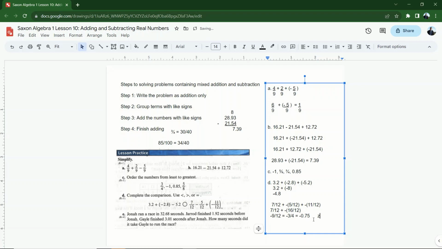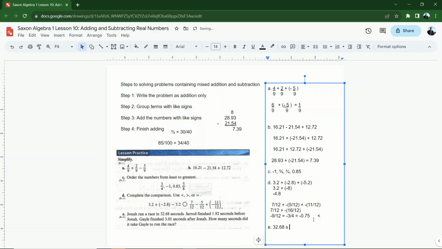And then finally, the very last problem, letter E. Jonah ran a race in 32.68 seconds. Jared finished 1.92 seconds before Jonah. Gail finished 3.01 seconds after Jonah. How many seconds did it take Gail to run the race? So Jonah ran in 32.68 seconds. Jared finished 1.92 seconds before Jonah. Gail finished 3.01 seconds after Jonah.